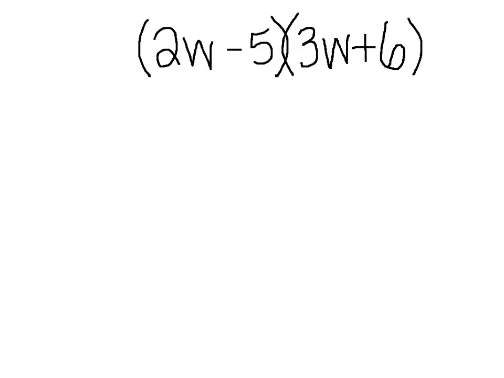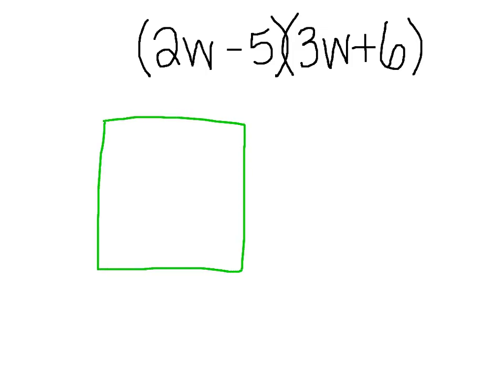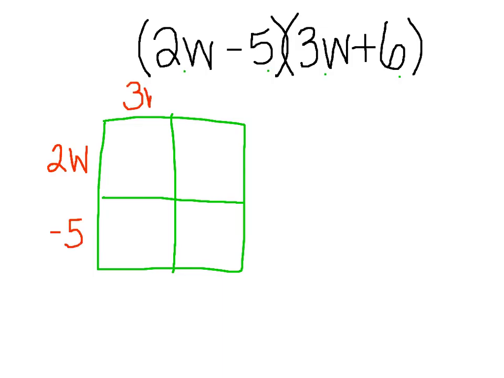Okay, hopefully you've tried out the problem. Now let's go over it and see if you got it correct. I still have 2 terms and 2 terms, so I'm going to want a 2 by 2 box. I'm going to put my first variable going down the side, so 2w, negative 5. And then my second polynomial, my second binomial, 3w, positive 6.